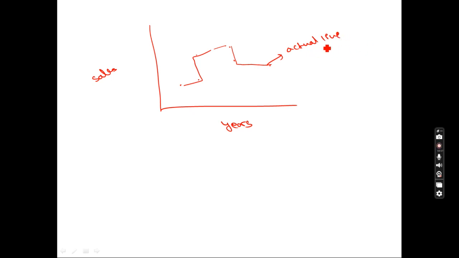After drawing the actual line, whatever moving averages you are getting now, you also plot those in the graph. Join these lines, and write here: trend values. Like this you have to do.